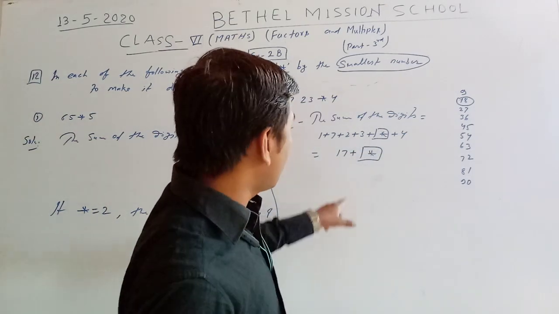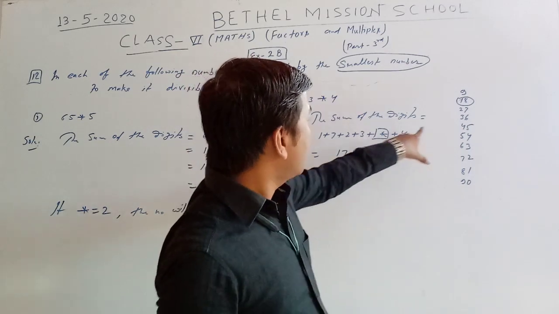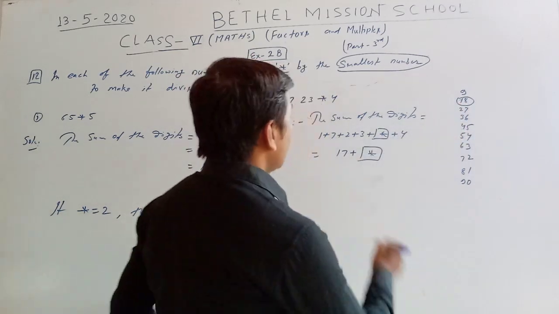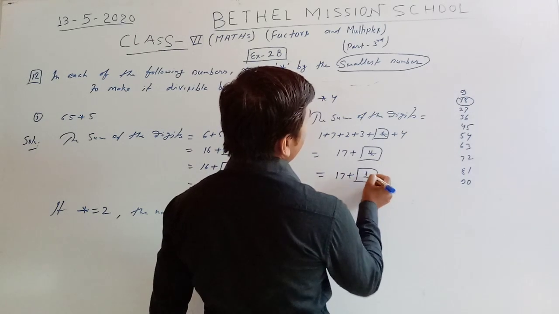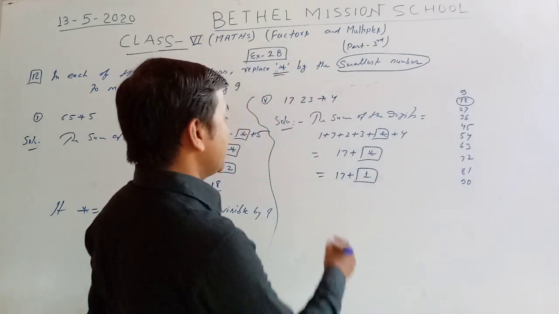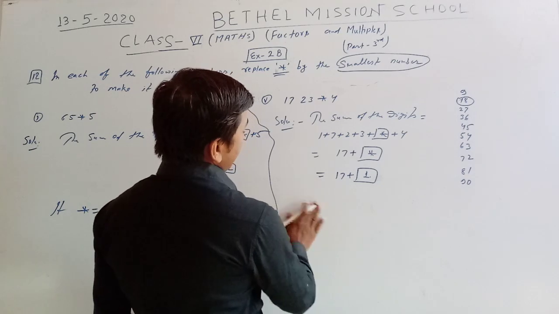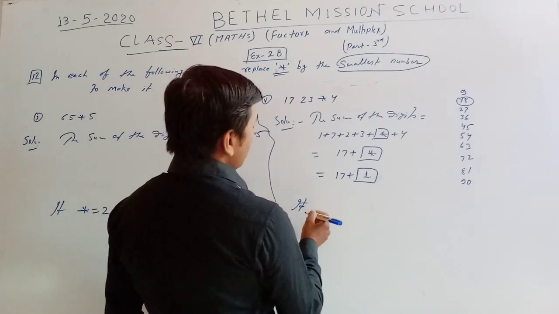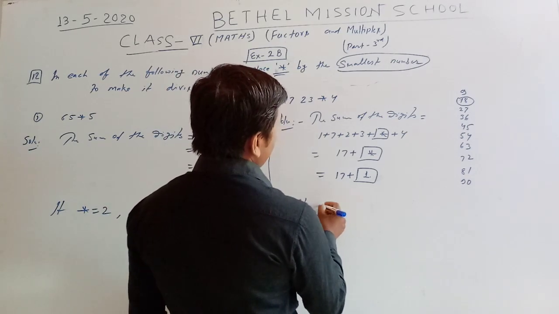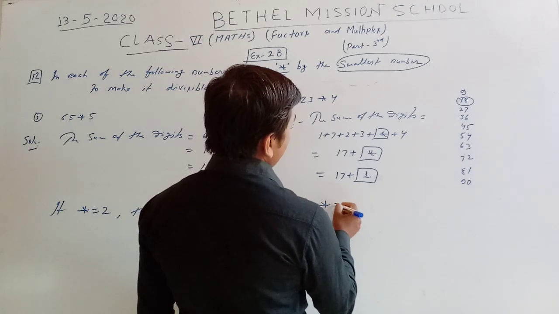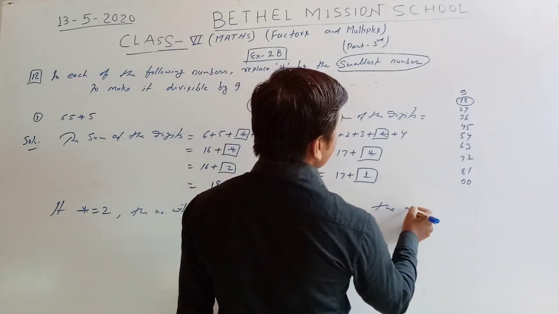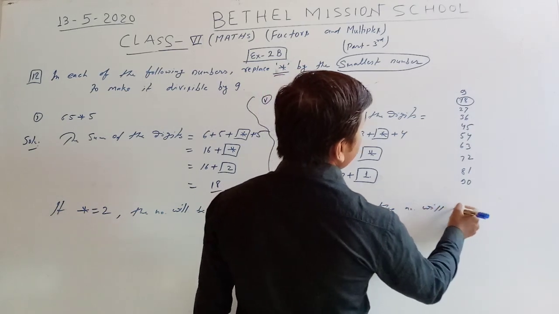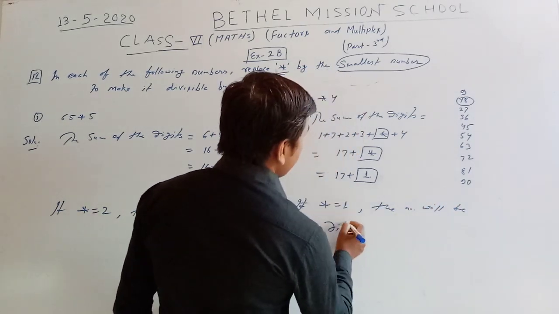Then which number do we have to make? 17 is already there. We have to make 18. So at last, in the place of the star, if you put 1, then the number will be divisible by 9. So last, if star equals 1, then the number will be divisible by 9.